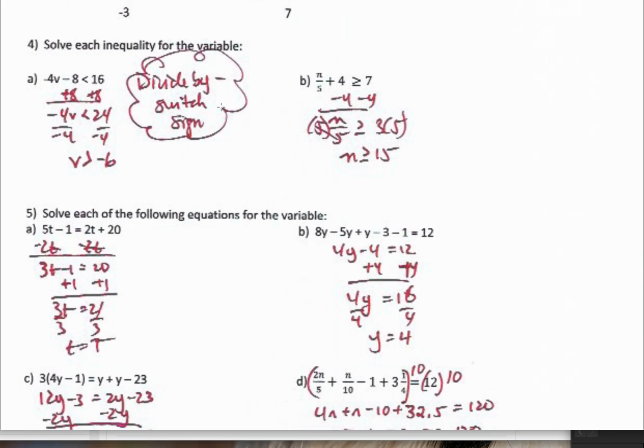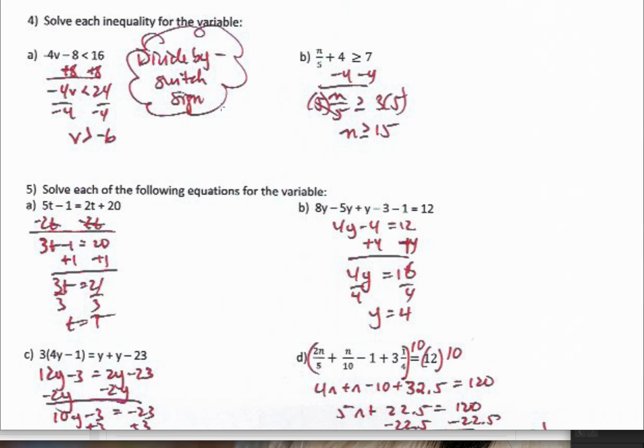Number 4, solve each inequality for the variable. -4v minus 8 is less than 16. Add 8 to both sides. -4v is less than 24. Divide by -4. Now here's the little catch in this. Anytime you multiply or divide by a negative, you have to switch the sign. For a big explanation, you can go back to the lesson on that. But just remember, you have to switch the sign of the direction of the inequality. Less than becomes greater than.